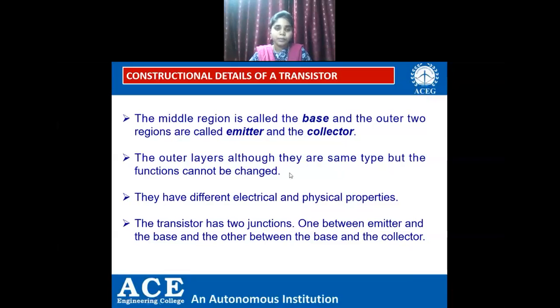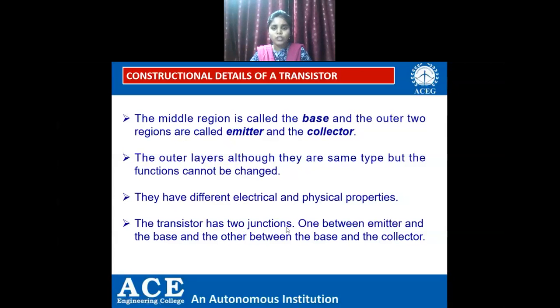Right, as we discussed, we are going to see the construction of a transistor. As we discussed, the middle region is called what? Base, and the outer two regions are called emitter and collector. Clear? Just now we have seen the outer layers, although they are the same type, but the functions cannot be changed. Though they are of the same material, we cannot change the functions. Why? Because they have different electrical and physical properties. What properties? Why do physical properties differ, and what are the electrical properties? All these we are going to study now in our upcoming slides.